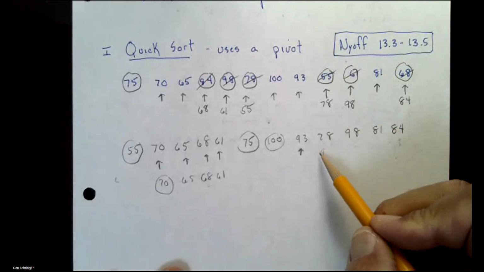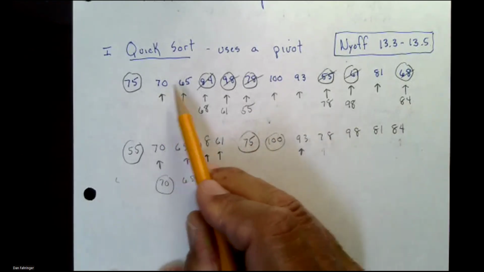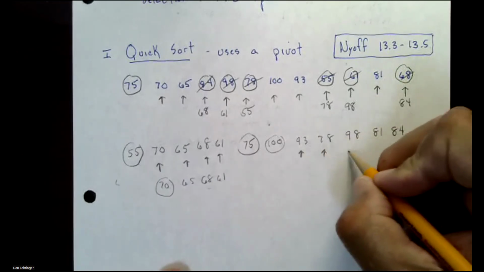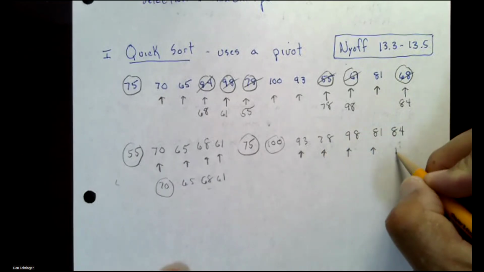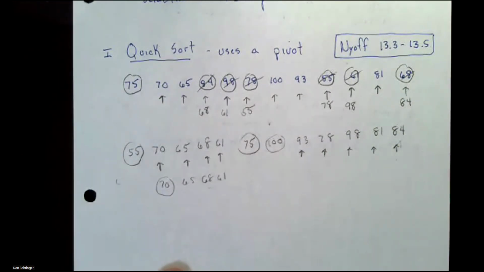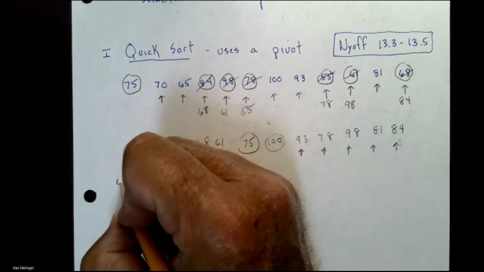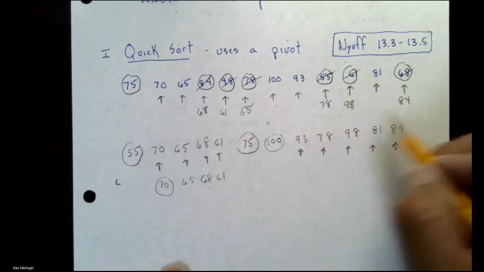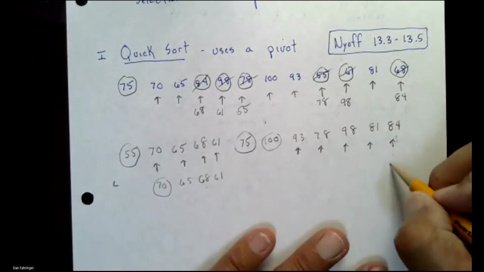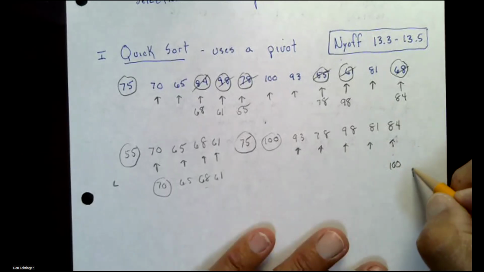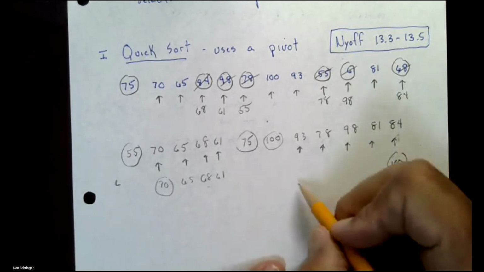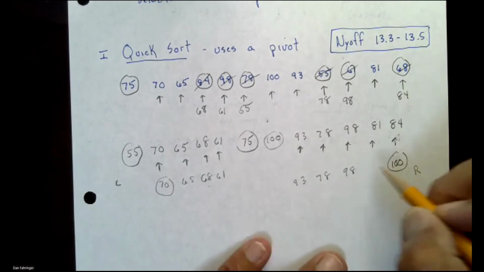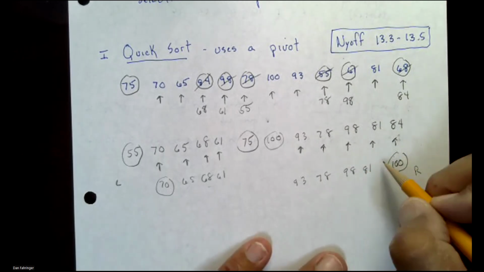This is less than, so I keep moving. Remember when it was less than, I kept moving. So this is less than, this is less than, this is less than, this is less than, and I got to the end. So just like here, I no longer had a right, I'm going to switch these so that now 100 is in the right spot. There's no right that needs sorting, but there's a left of 93, 78, 98, 81, and 84.